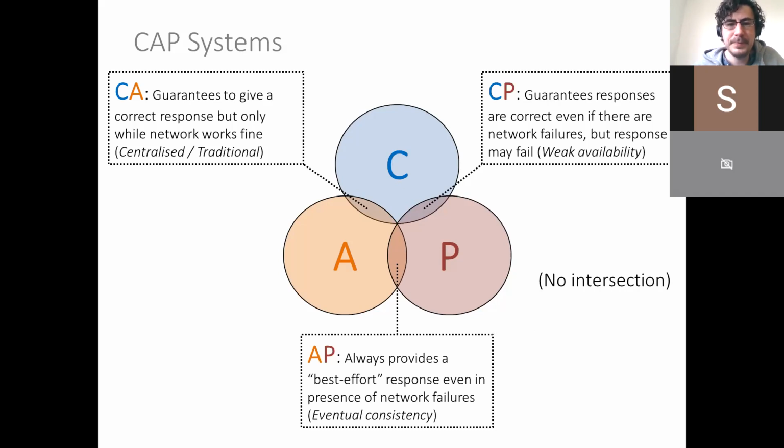response. So here we assume the network always works fine. Here we say, if there's failures in the network, then we may reject requests that we can't be sure about. And here it says, we'll try to answer every request, but some of the answers might not be fully up to date, for example. And these are called eventual consistency systems as well.